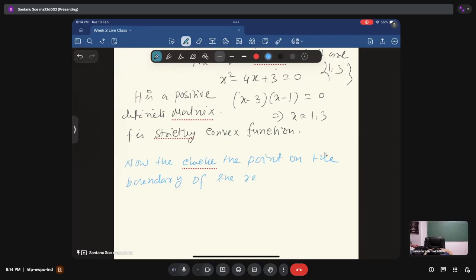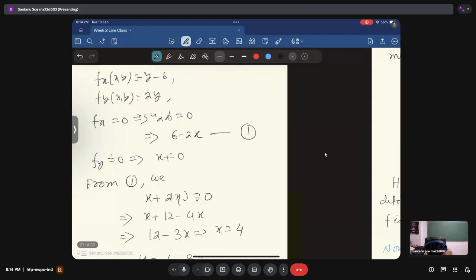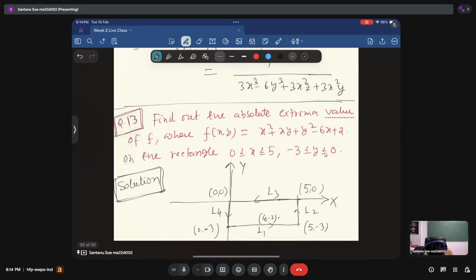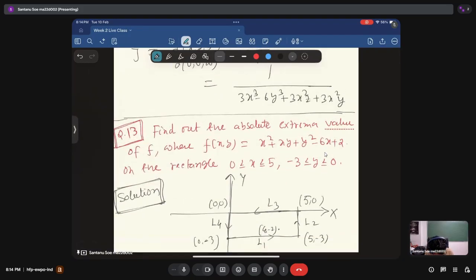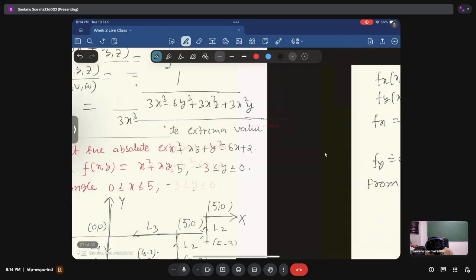Of the rectangle. Okay. Now, for that reason, first we'll consider the straight line L1. I mean the straight line L3. So in the case of the straight line L3, we have y equals to 0, correct?